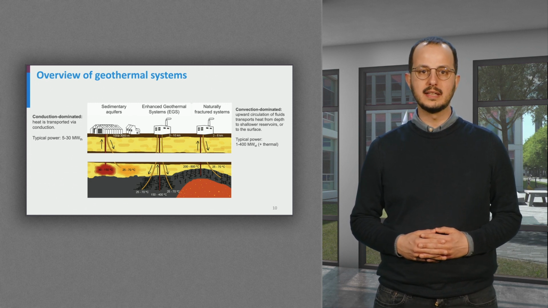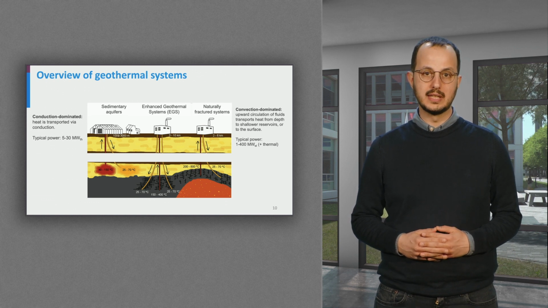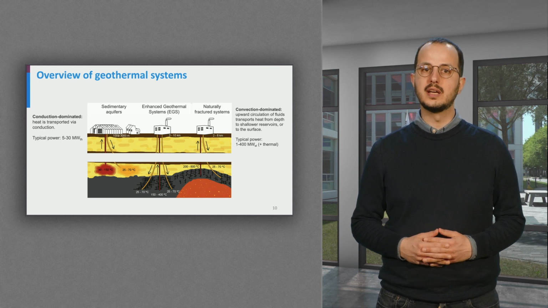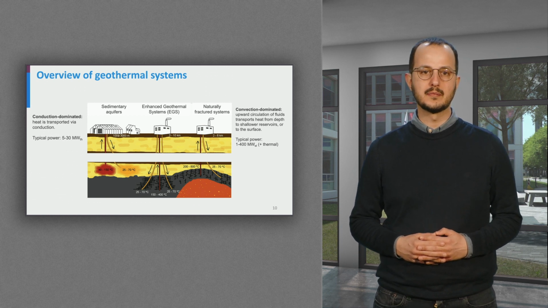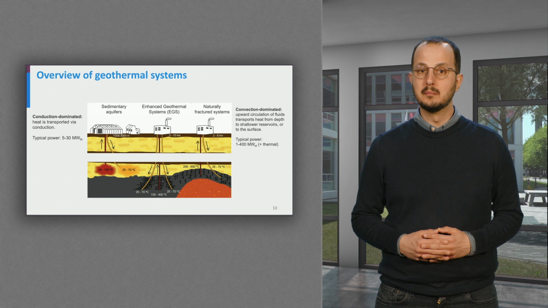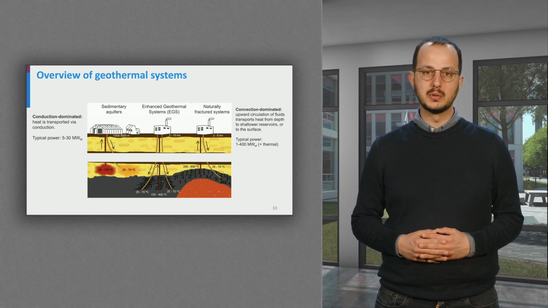Convection-dominated systems, on the other hand, exhibit an upward fluid circulation that brings heat to shallower depths or all the way to the surface. These are typically associated with tectonic activity. Due to the high convective heat transfer, electricity can be produced via a turbine. Power in these cases can be as high as 400 megawatts, while heat is also produced as a byproduct.